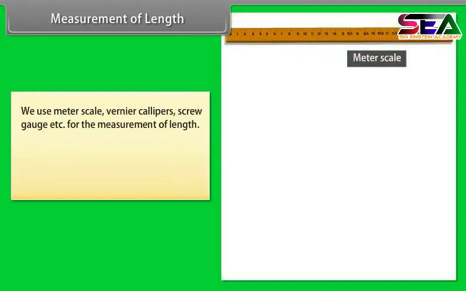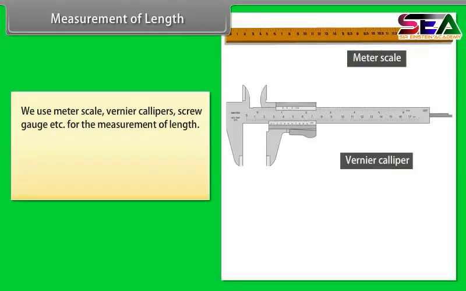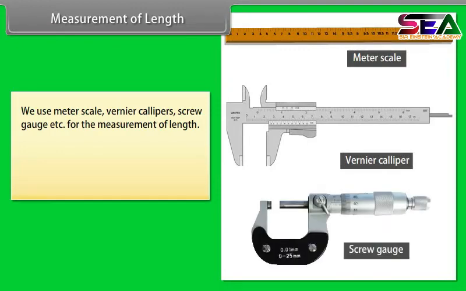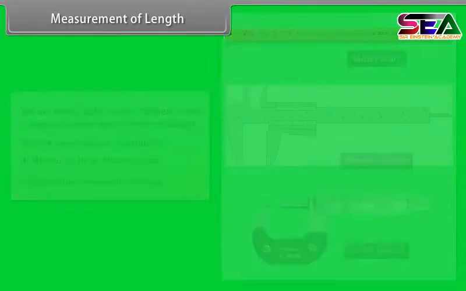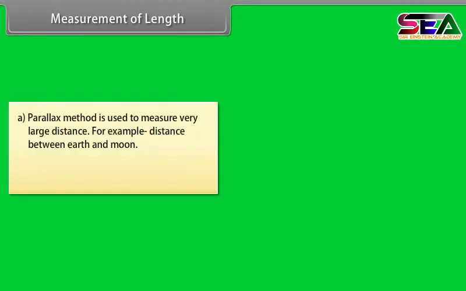Measurement of length. As you know, we use meter scale, vernier calipers, screw gauge, etc. for the measurement of length. We use some indirect methods for A. Measuring large distances and B. Measuring very small distances. A. Parallax method is used to measure very large distances, for example, the distance between Earth and Moon.